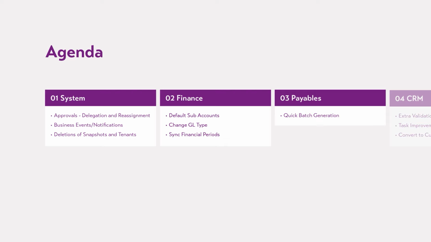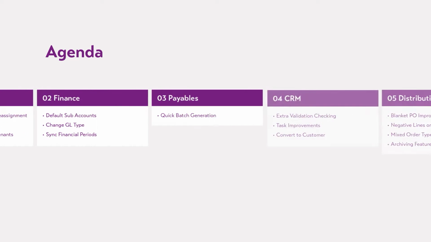We'll then have a look in terms of payables. There's a new tick box called quick batch generation for payments, and that means that we can actually streamline the process a little bit better.